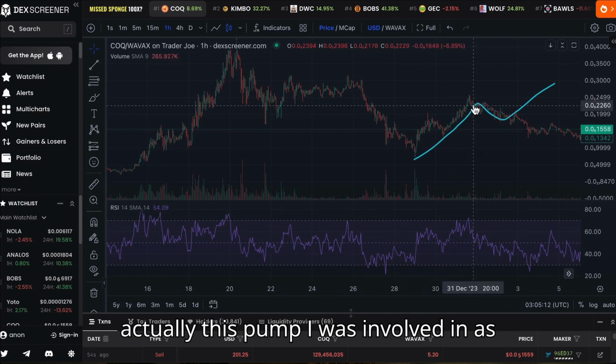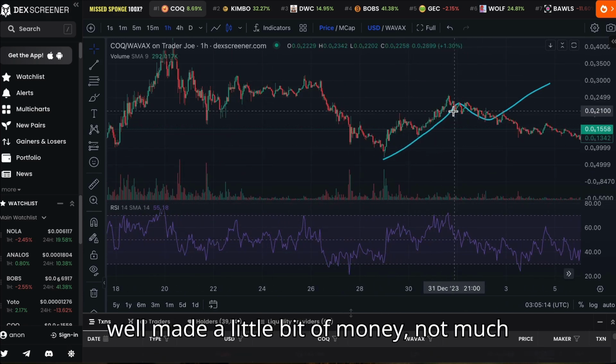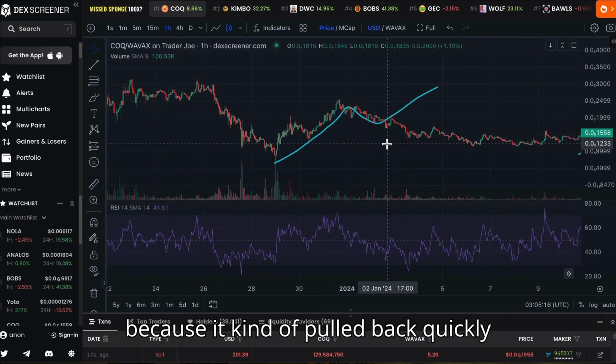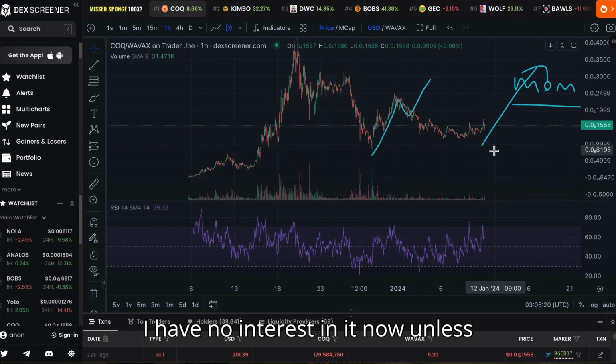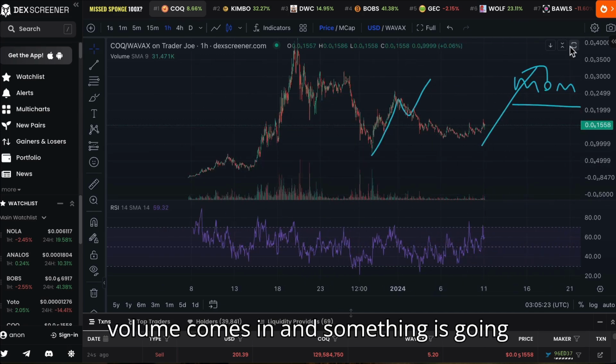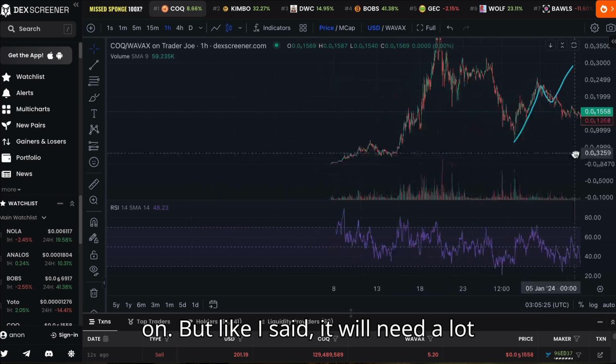And actually this pump I was involved in as well, made a little bit of money, not much, because it kind of pulled back quickly, and then the price never did anything again. So I've just stayed out of it, and I have no interest in it now, unless volume comes in and something is going on. But like I said, it will need a lot for that to happen.